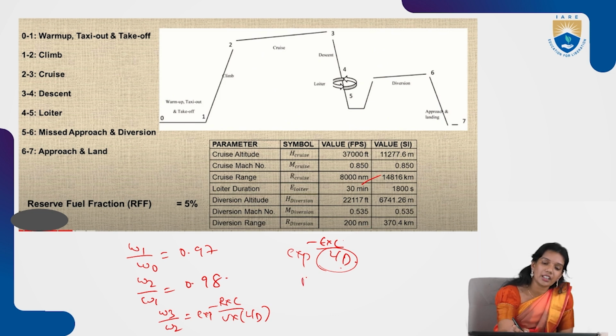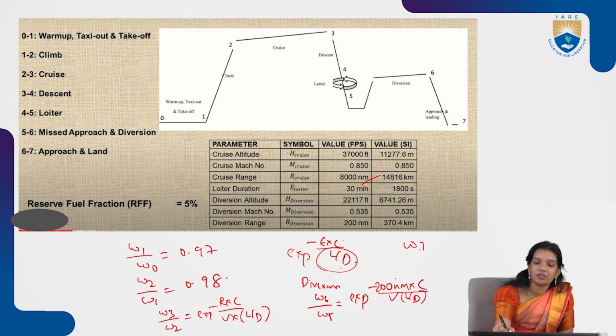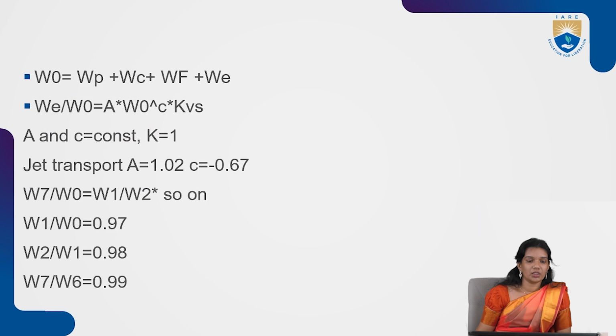For that diversion segment also, I'm going to find out 6 by 5, right? For 6 by 5 also, the formula is going to be exponential of minus of range, 200, into, you have to convert nautical miles to feet, right? So it is nautical miles, let me write that. Then it is specific fuel consumption by V into L by D, right? So we find out that. Then 7 by 6 is going to be a constant number, 0.99. Okay. So let us see that.